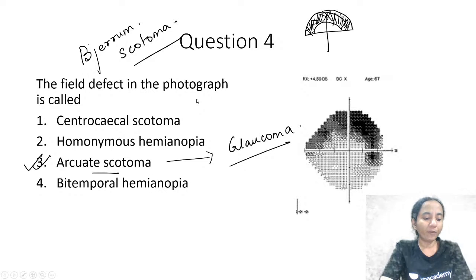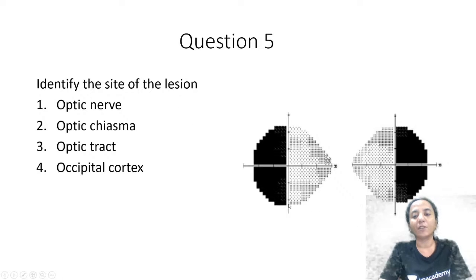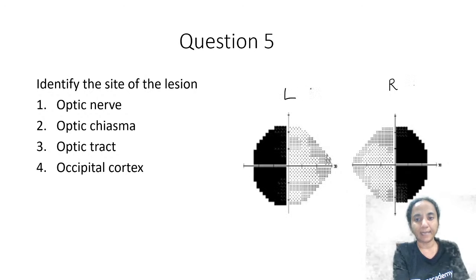Now let me show you a few more pictures. These are also perimetry pictures. If you look at this perimetry, we are being asked to identify the site of the lesion. So where is this lesion? Is the lesion in the optic nerve? Is it in the optic chiasma? Is it in the optic tract? Or is it in the occipital cortex? When you look at this perimetry picture, this is the right eye, this is the left eye. Now for each eye, this is nasal and this is temporal.